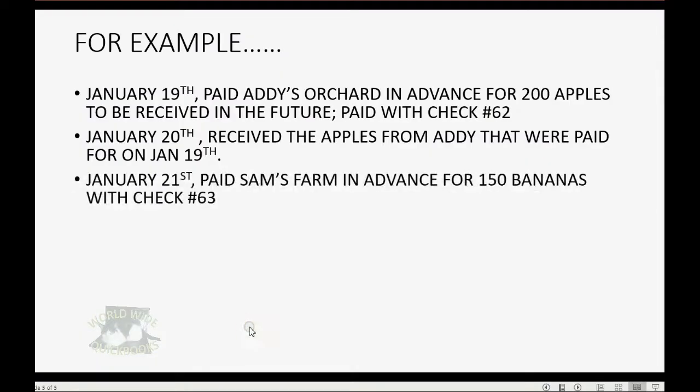Now, let's imagine on January 21st, we paid Sam's Farm in advance for 150 bananas with check number 63. Again, you will have to calculate the money amounts yourself. I happen to know that 150 bananas paid $20 each means that check number 63 to Sam will be $3,000.